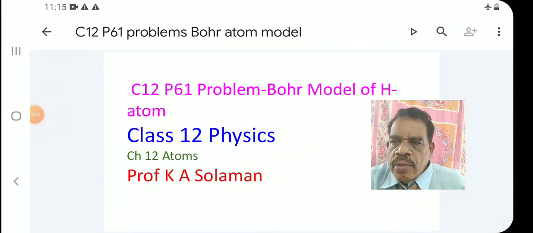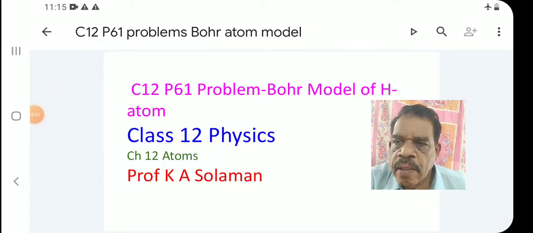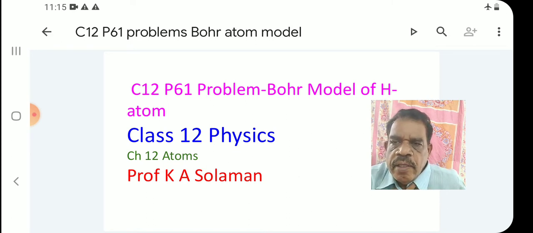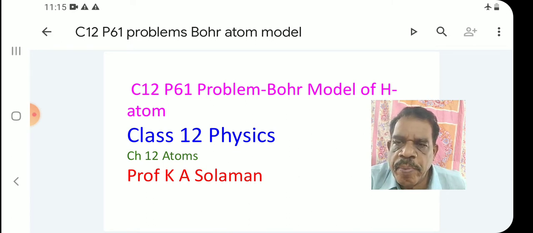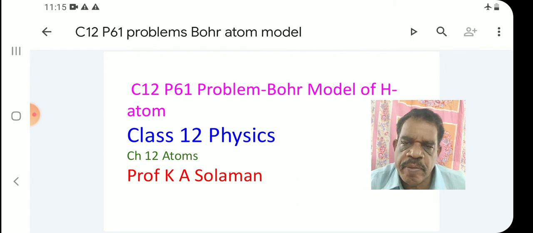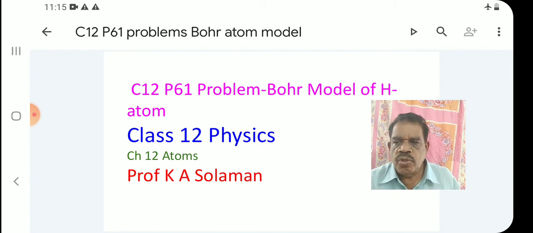Welcome to class 12 physics, chapter number 12, atoms, and today we see some problems from the Bohr model of the H atom. This is class 12 physics for CBSE, HSC and ISC students.